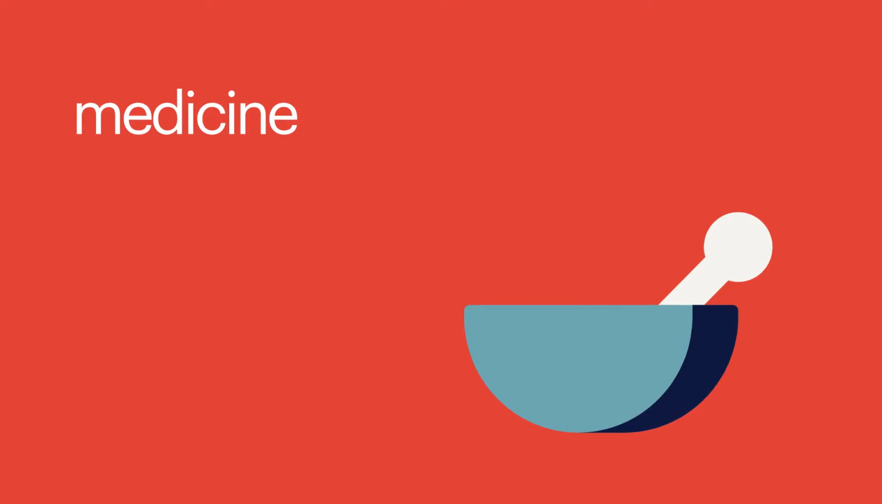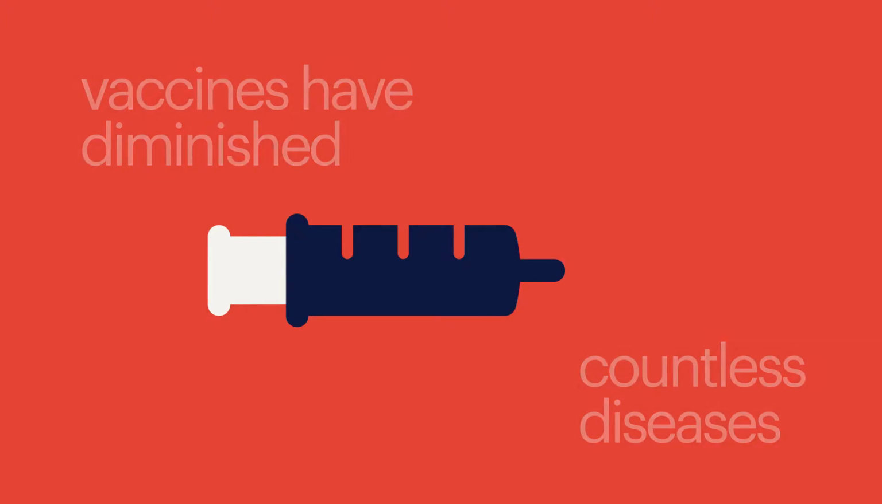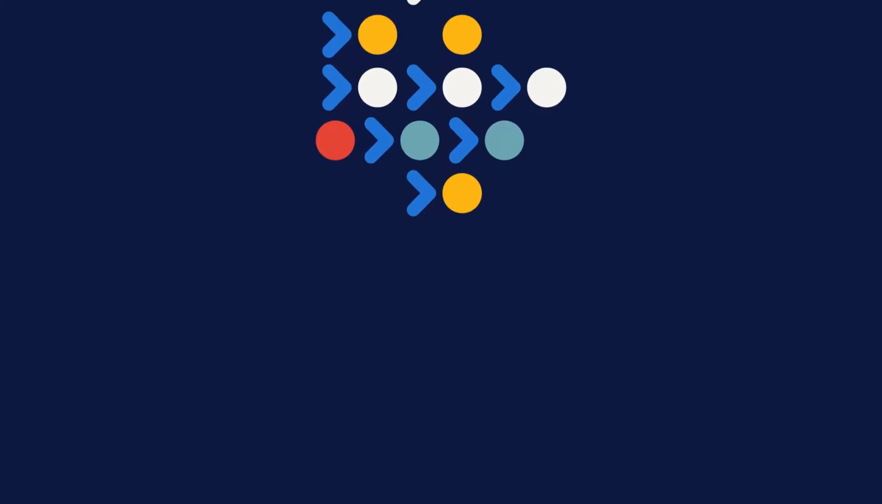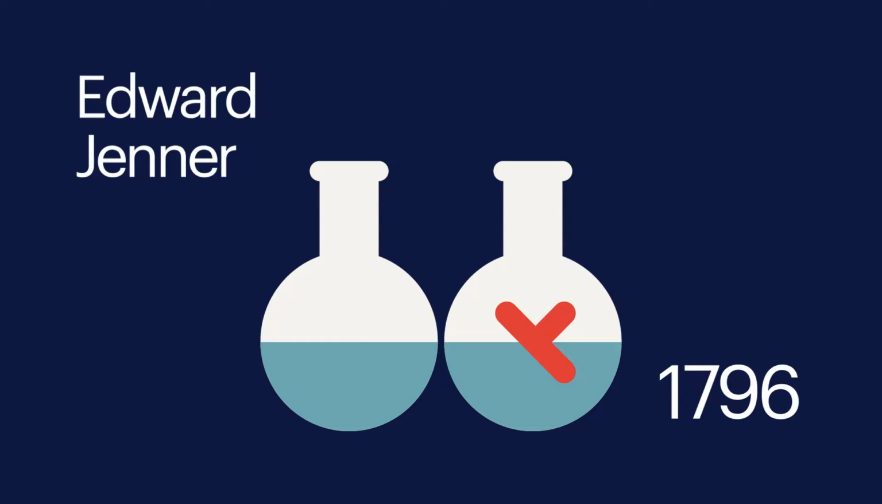Unlikely connections have led to huge advancements in medicine as well. With a few jabs, vaccines have diminished countless diseases, like smallpox, that once caused suffering to millions of people. Edward Jenner developed the first vaccine back in 1796, but a lack of understanding meant that the results couldn't be replicated.